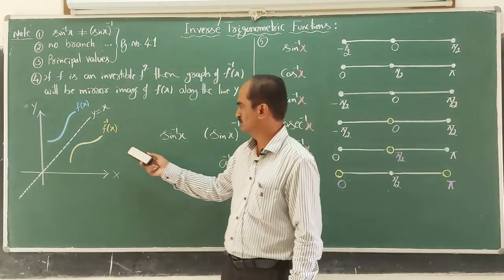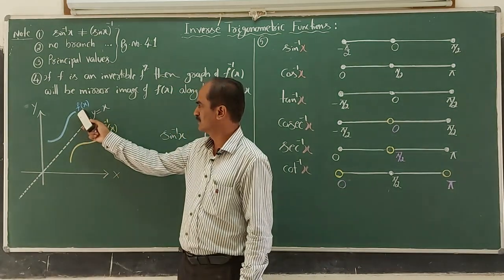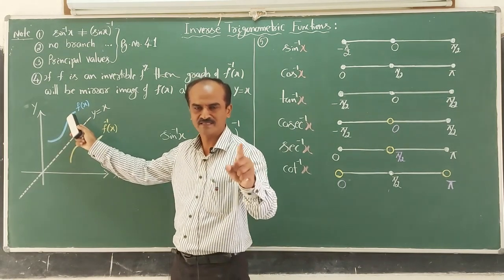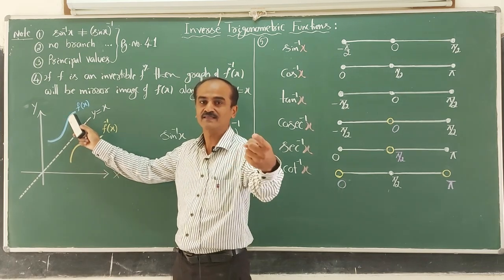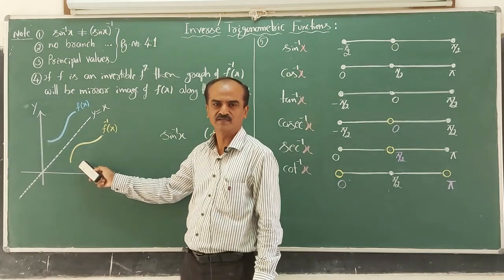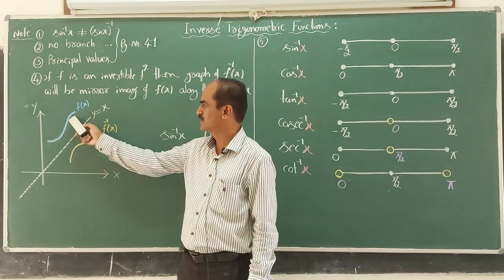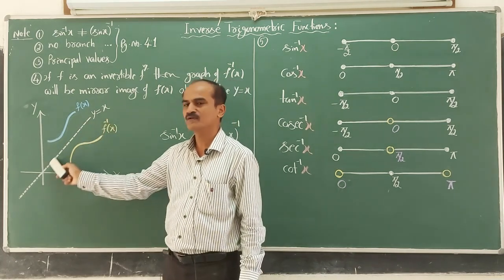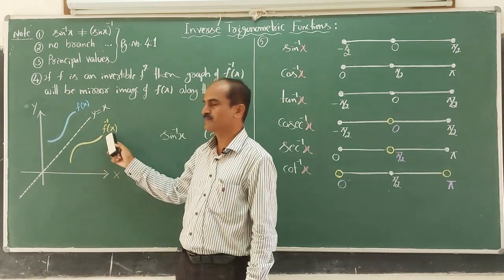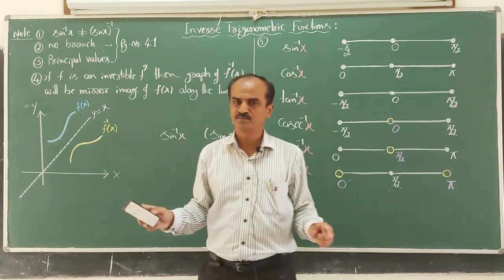Like here I have shown, this is the line y equal to x, and this is the function which is both one-one and onto, means its inverse function exists. If I draw the graph of inverse of that function, it will look like this in the plane. Observe here, this f inverse is a mirror image of f of x along the line y equal to x, or f of x is mirror image of its inverse function. So, this is a standard property.